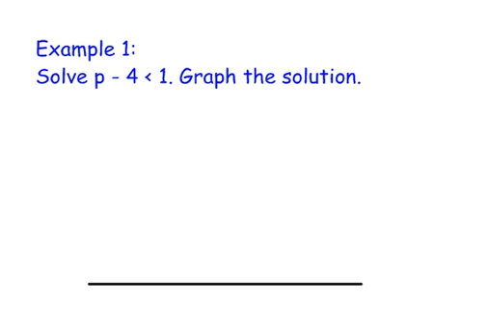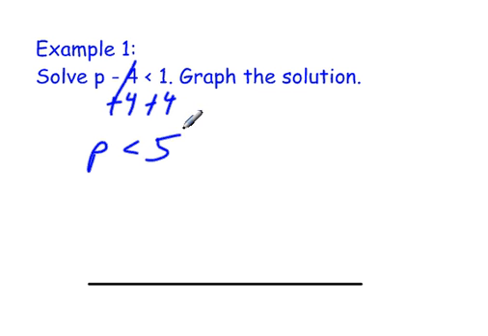Just like we've solved with basic equations, we want to add 4 to both sides, and if we add to both sides, the inequality sign would not change. So we're left with p is less than 5.